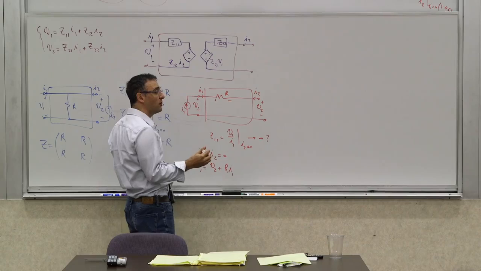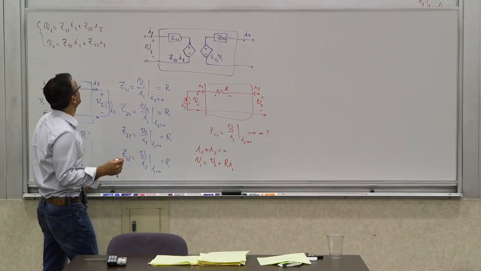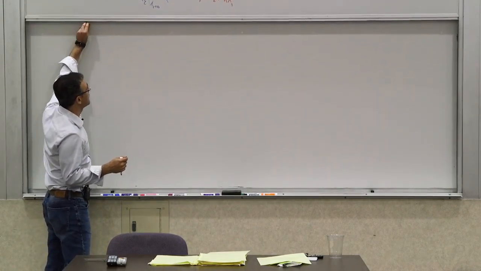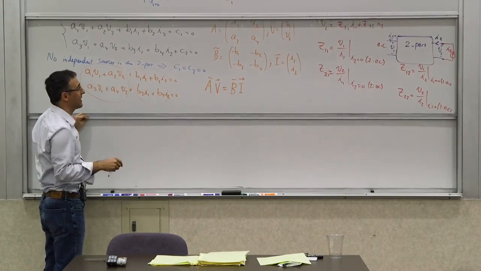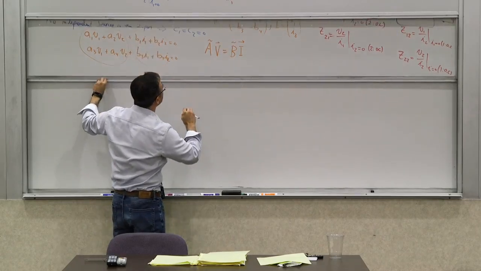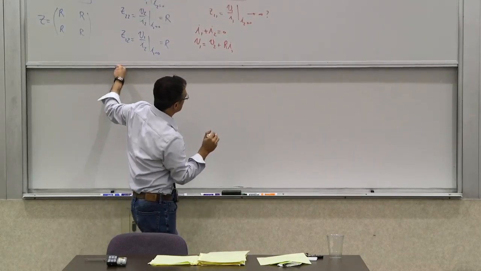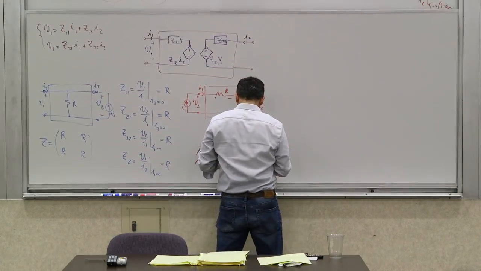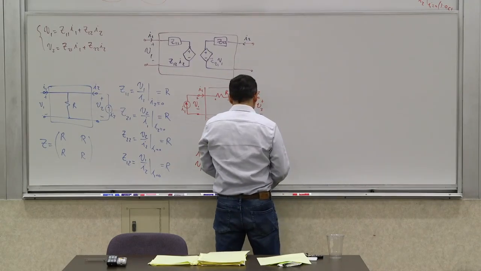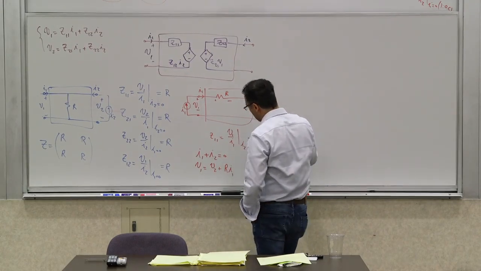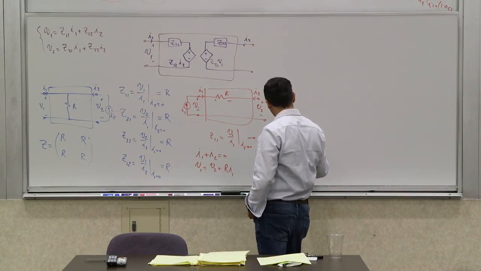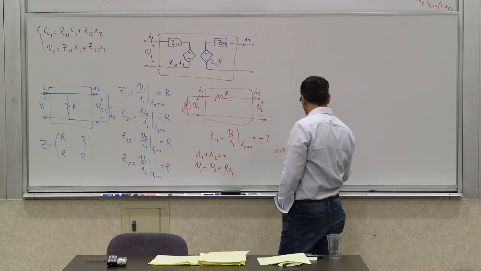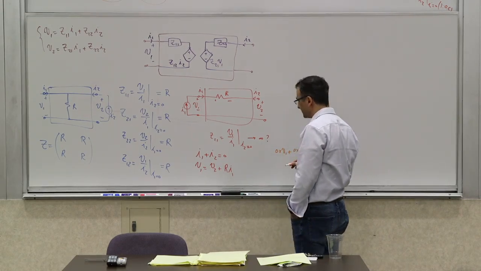So if you take this and bring it back to this original form that we wrote for A and B, it's this form. So you want to write it in this form and find what the A and B matrices are. Let's see what we get. So if we do that, we can actually write this in this form. We can write it as, for the first equation, 0 times V1 plus 0 times V2 plus I1 minus I2 equals 0.